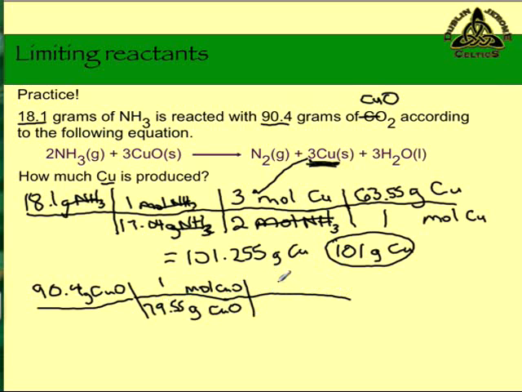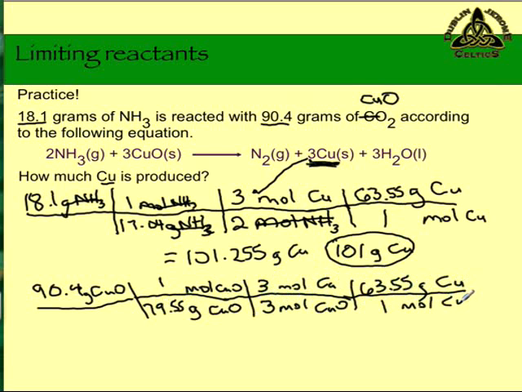Now we're going to use still 3 moles of Cu, because we're trying to convert to grams of Cu. But now on the bottom we need moles of copper oxide, which is also a 3 from the balanced equation up above. And then our final step is exactly the same as it was above: 63.55 grams of copper to every 1 mole of copper. Units, let's check them. They cancel out. Grams of copper oxide, grams of copper oxide. Moles of copper oxide cancels out with moles of copper oxide. Moles of copper cancels out with moles of copper, and we're left with grams of copper.